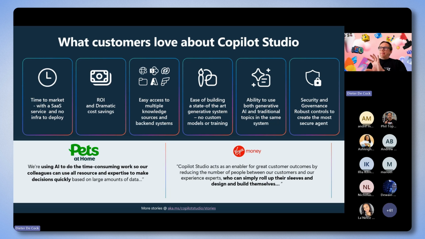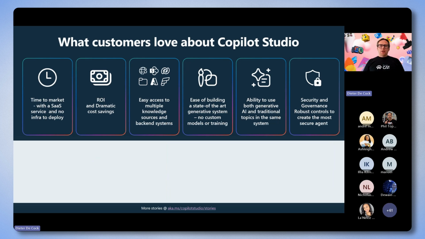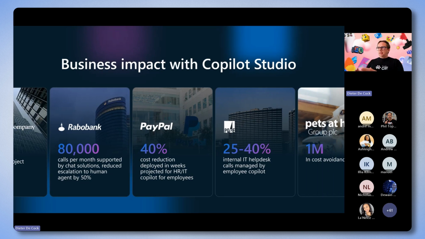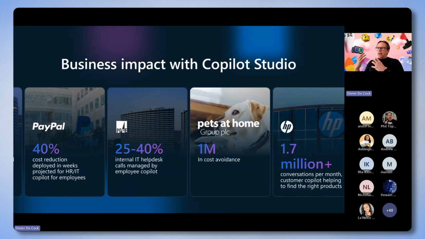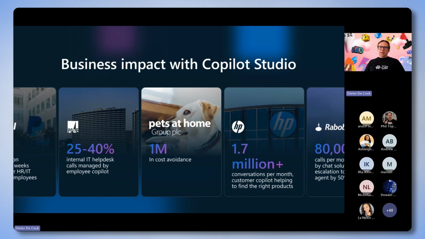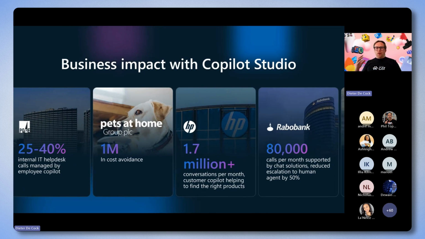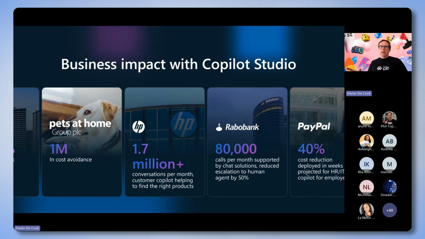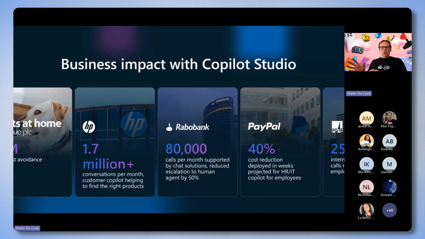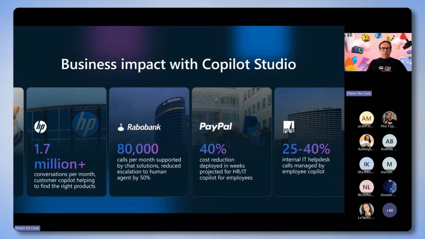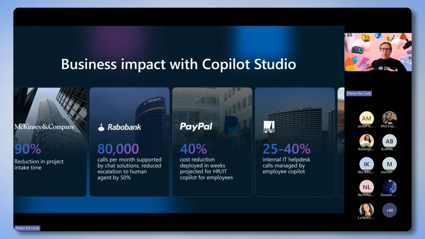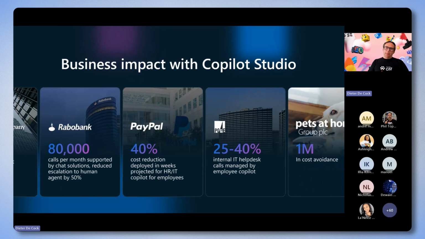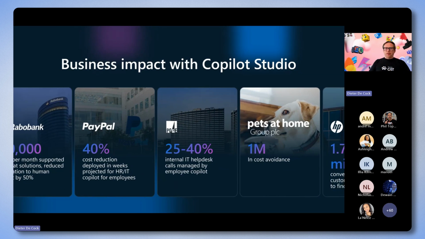So, and then if we map that to some actual value that we see from our customers, and these are just a couple of examples. For example, if you look at HP, HP has an agent that solves over 1.7 million customer inquiries per month. That's a huge amount of messages that flow through the Copilot Studio agent. So it really shows that we can take that huge amount of messages.